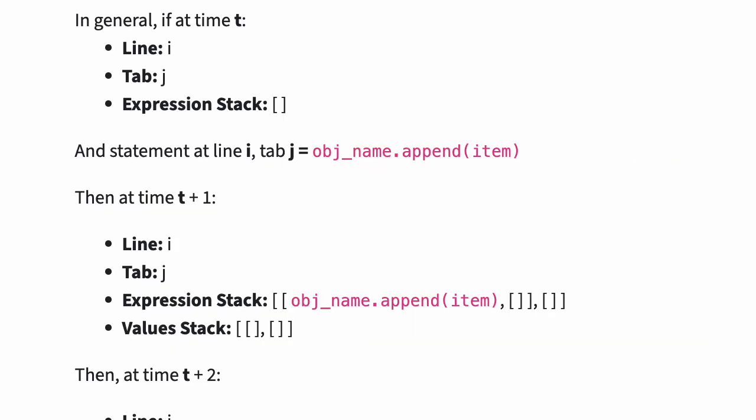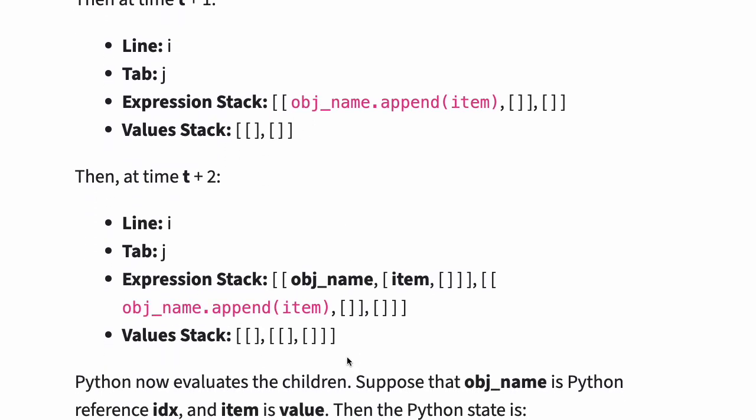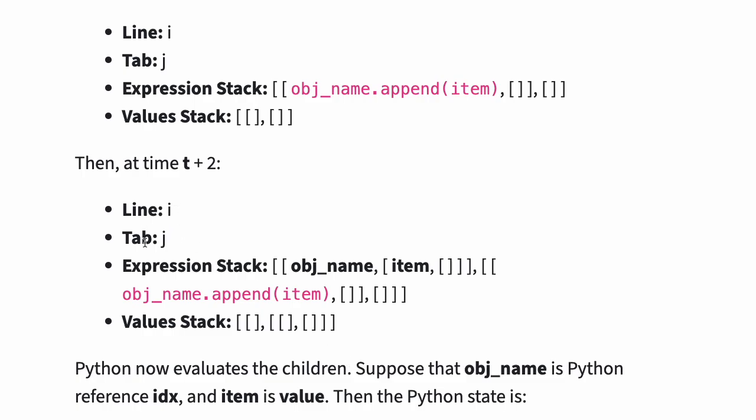In general, if at time t the line is i, the tab is j, and the expression stack is empty, and the statement at line i, tab j is object_name.append(item), then at time t+1, Python pushes the append method call into the expression stack and initializes the value stack. Then at time t+2, the line and tab are still the same, and Python inserts the object name and the item into the expression stack.